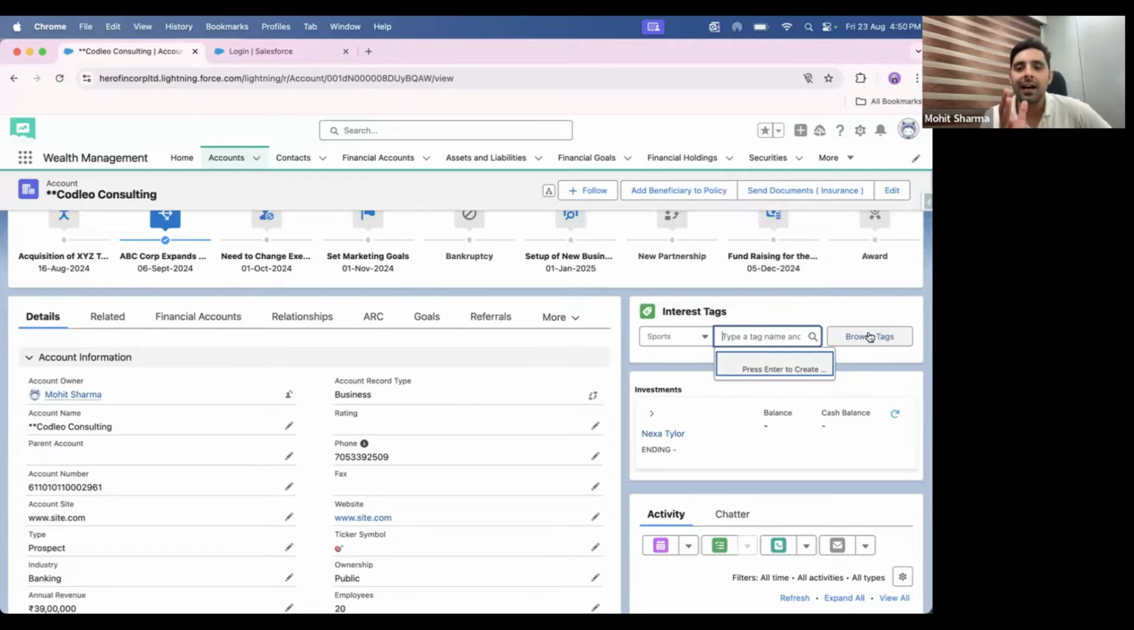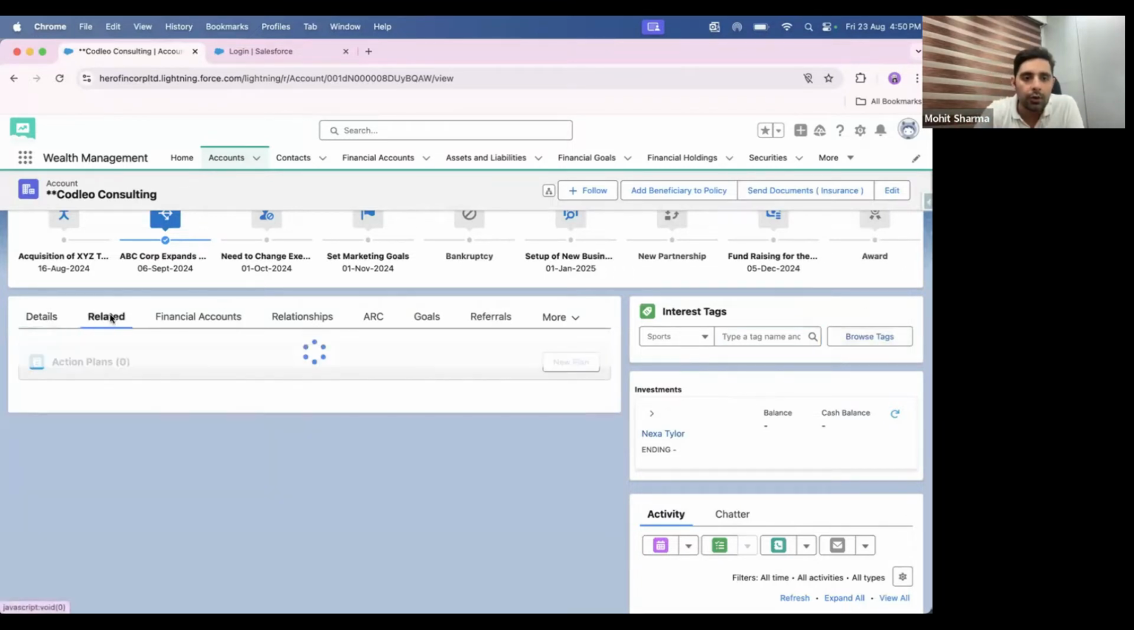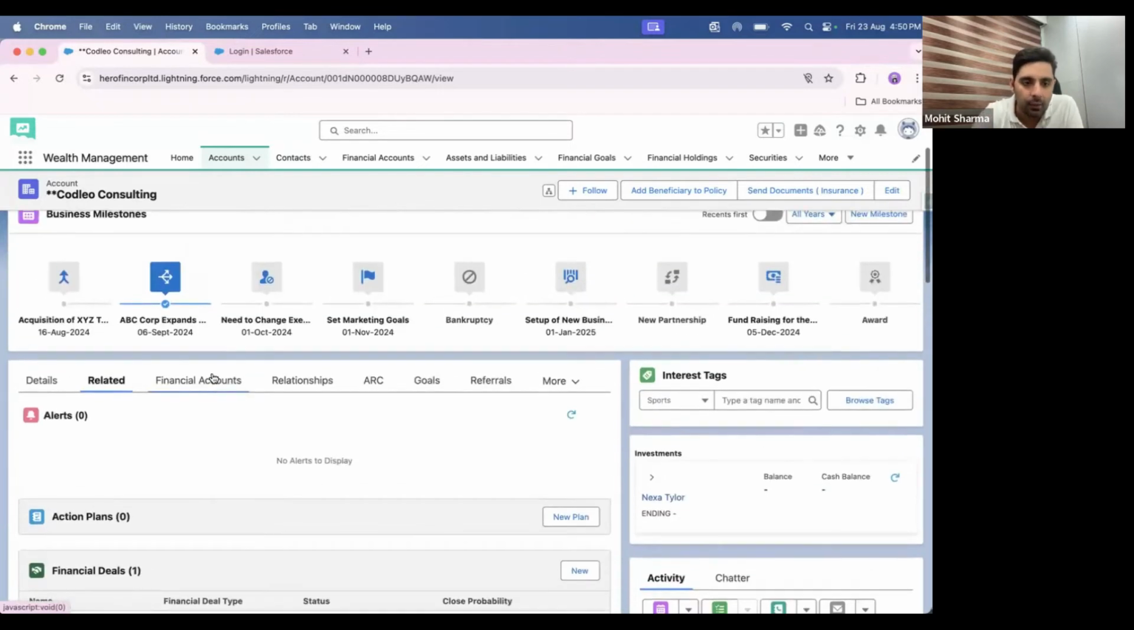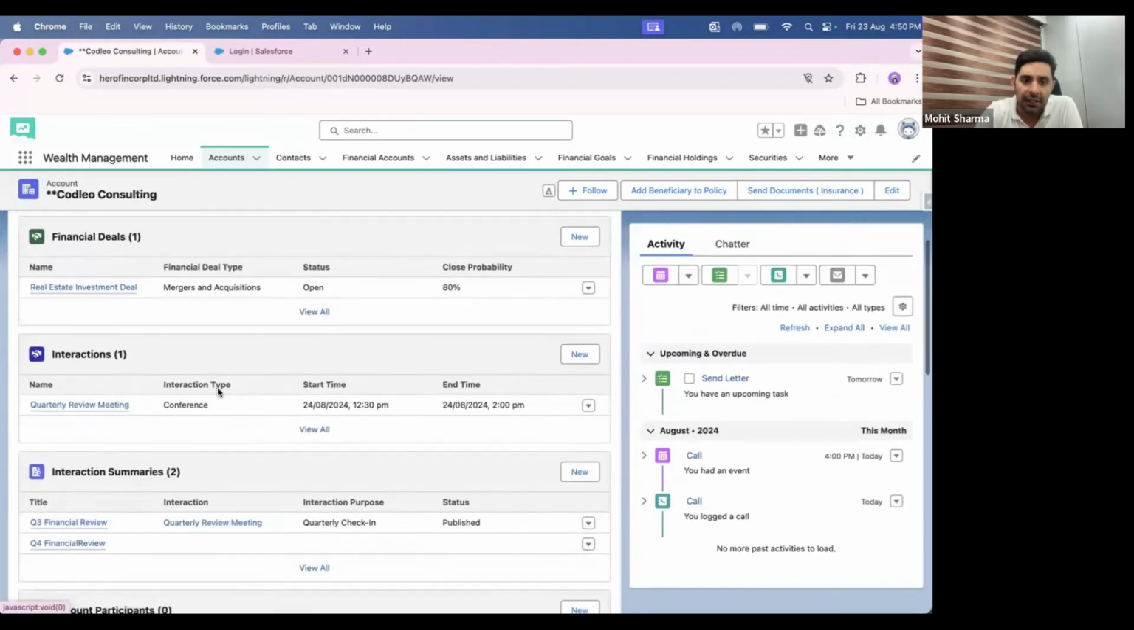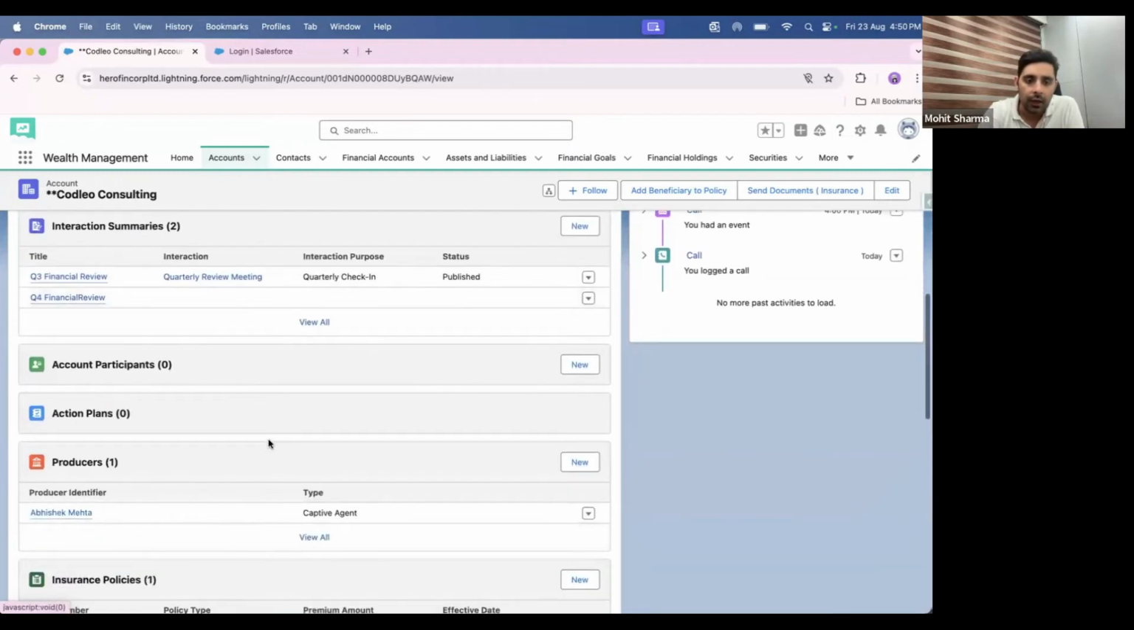So this is the idea: on one single platform you can review and manage everything about that person while doing wealth management. Now, I was talking about the account. In accounts, we can have the action plans, the alerts, the financial deals, interaction summaries, which I was talking about, and your account participants.